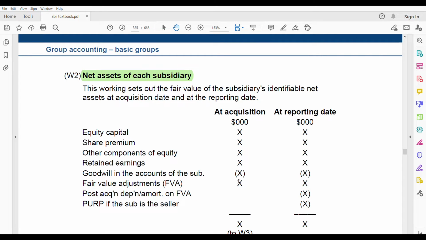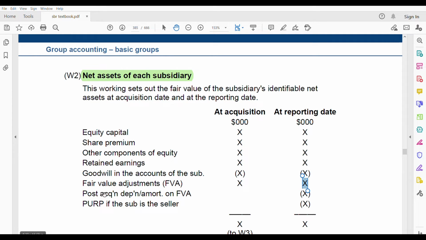And fair value adjustment will be the same for both because you don't have any fair value adjustments at the reporting date in the statement of financial position. So whatever you have at the acquisition only, you are taking as the same amount for the reporting date also. Because you have a fair value adjustment, that means on assets you are having fair value adjustments. On that, if it's an intangible asset, you might have to calculate amortization. If it's a tangible asset, depreciation. So don't forget that. So that post acquisition depreciation or amortization on that fair value you have to deduct.